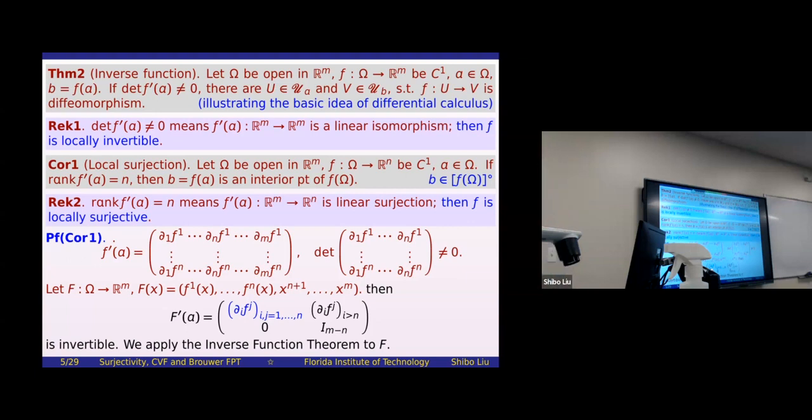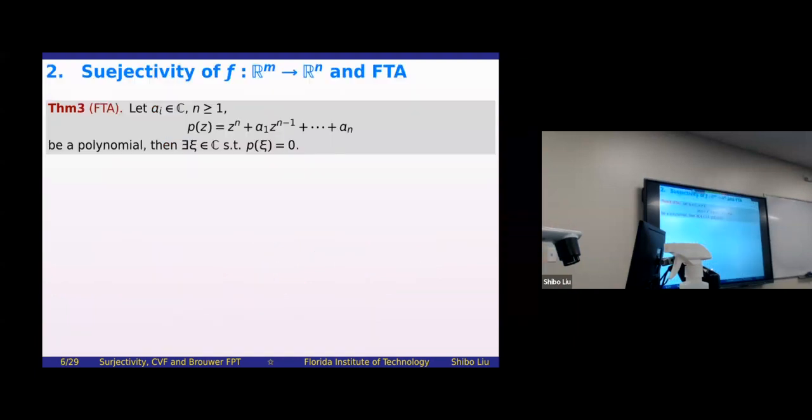Now, that is a warm up. We reviewed some basic facts about differential calculus. Next, we will start our first topic about the surjectivity of a map between Euclidean spaces. This is motivated by the fundamental theorem of algebra. As we know, the fundamental theorem of algebra says that if small p is a nonconstant polynomial of order n, then the polynomial has at least one zero in the complex plane. Okay, that is the fundamental theorem of algebra.